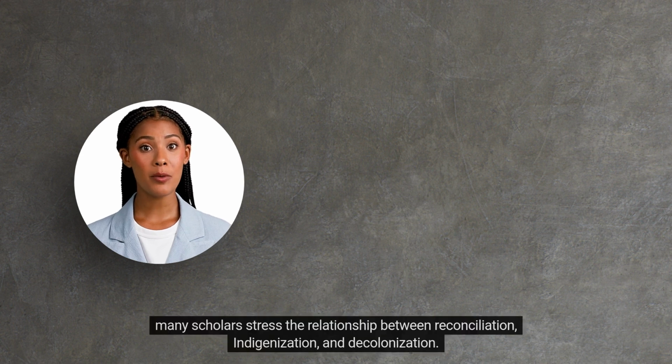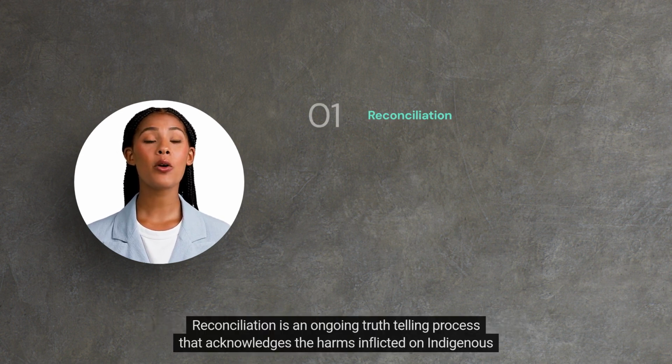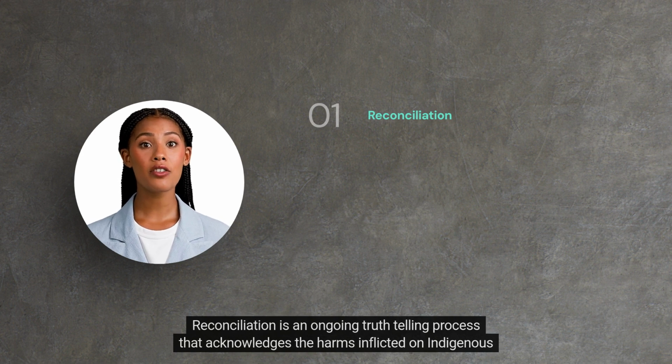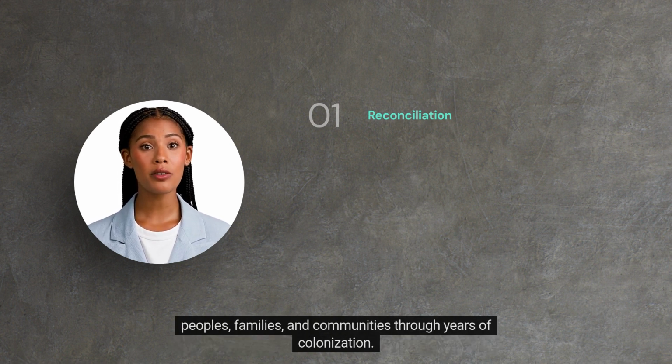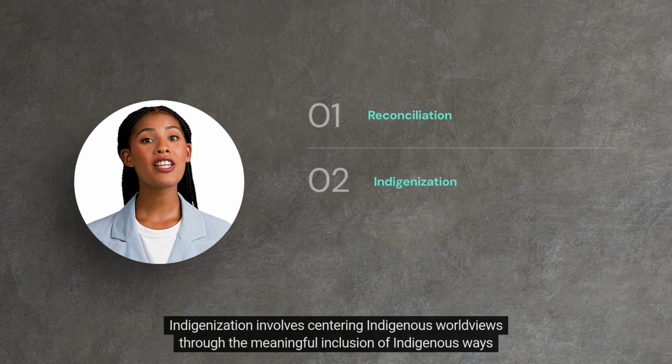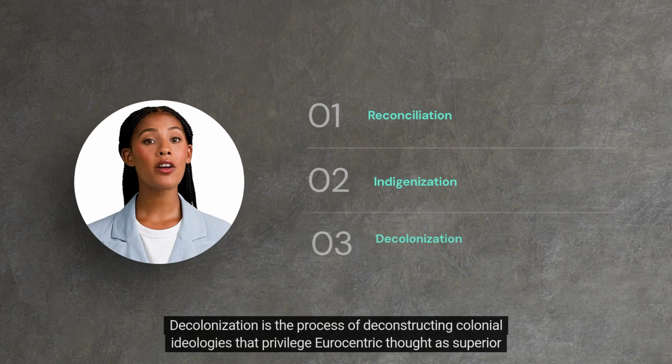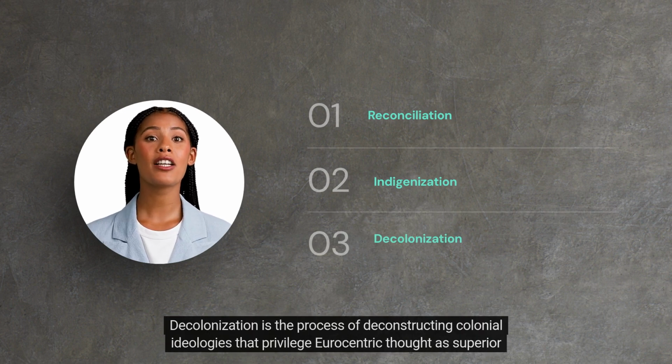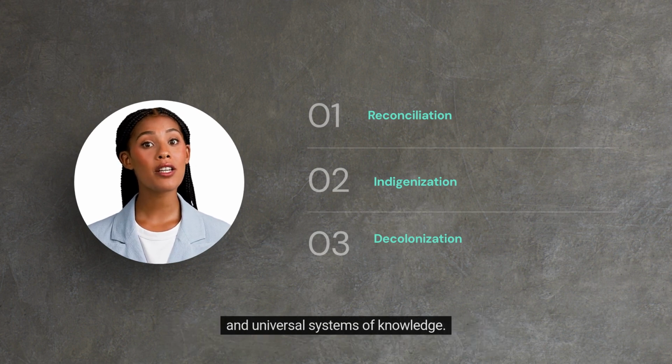Many scholars stress the relationship between reconciliation, indigenization, and decolonization. Reconciliation is an ongoing truth-telling process that acknowledges the harms inflicted on Indigenous peoples, families, and communities through years of colonization. Indigenization involves centering Indigenous worldviews through the meaningful inclusion of Indigenous ways of knowing and being. Decolonization is the process of deconstructing colonial ideologies that privilege Eurocentric thought as superior and universal systems of knowledge.